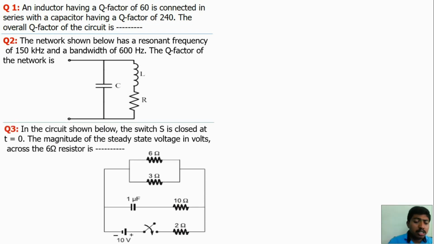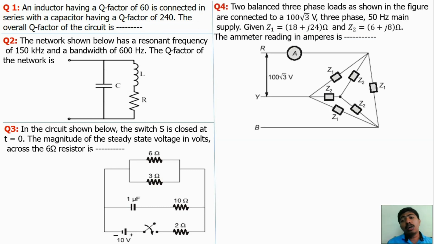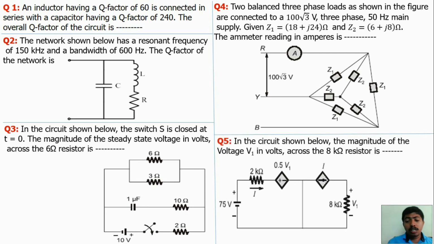The third question is from transient response concepts. Then the fourth question is from star to delta conversions. Then the fifth question is from supermesh and node concepts. In total, 5 questions were asked in the GATE 2022 electrical engineering paper. All the questions are 2 mark questions, so totally 10 marks. Now we will discuss the 5 questions one by one.